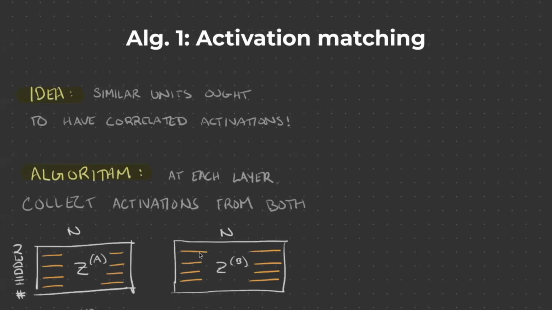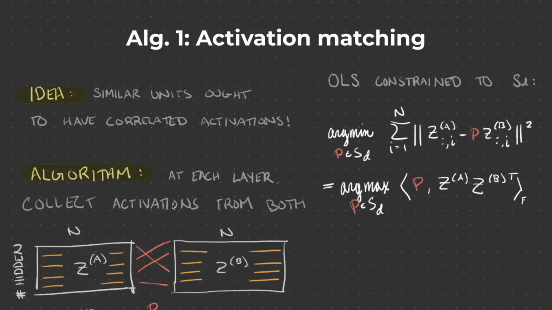Then for some layer, let's say layer 5, I create a matrix of all the hidden units in my layer and all the data points. I do this for my model and for your model. Then I want to find some association between the rows of our matrices such that we can get them as close as possible. Mathematically, you can think of doing standard ordinary least squares regression between the two, but constraining it onto the set of permutation matrices. If you plug and chug some algebra, you get something that looks like this.